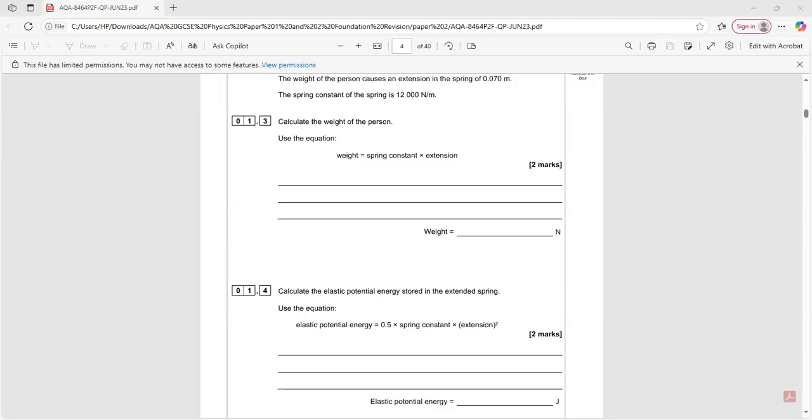0.07 squared is 0.0049. Okay, are you good with that? Yes, yes. Okay, so I started with the square. So I've already done the extension squared. All I now need to do is to multiply it by the spring constant times 0.5, or half.